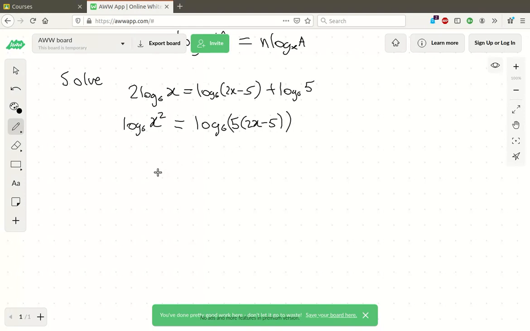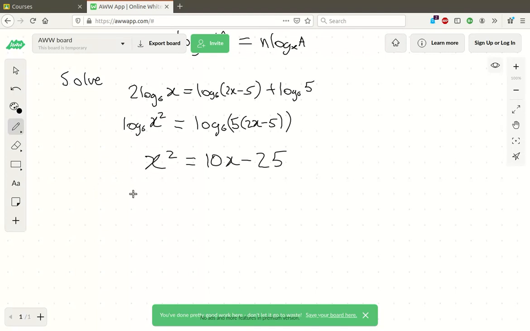Now what I could do at this stage, if you've ever got log base 6 of stuff equals log base 6 of other stuff, you can essentially just ignore the log base 6's. What you're essentially doing is exponentiating both sides, doing 6 to the power of both sides. But you can just ignore the logarithms and think of it like that. So what we can just do now is say, okay, x squared equals 5 times 2x is 10x, and 5 times minus 5 is minus 25.